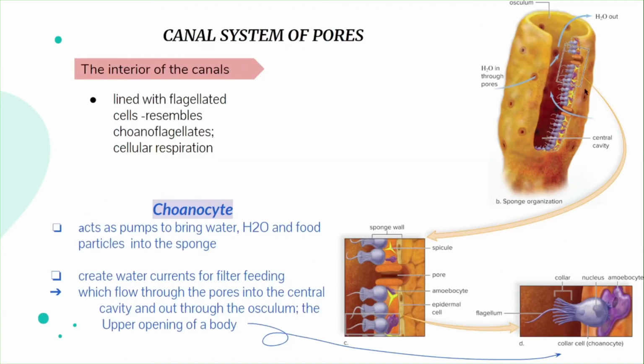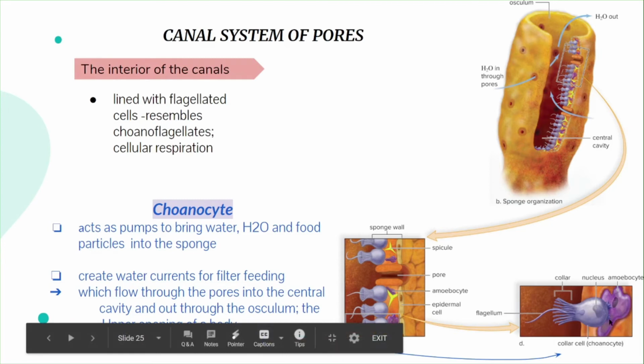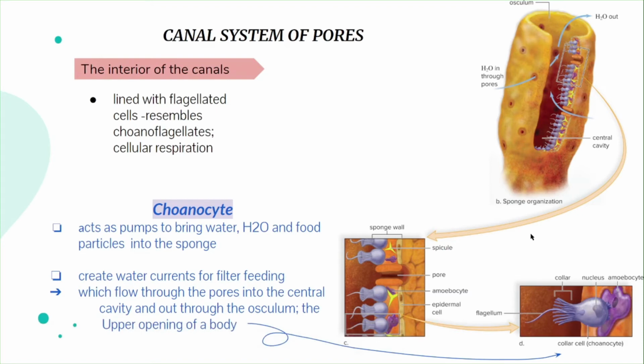So the canal system of pores. We can see the interior of the canals is lined with the flagellated cells that resemble the choanoflagellates. So the choanoflagellates help the sponges to have cellular respiration. This choanocyte will act as pumps to bring water, and the food will be filtered for the sponge to get the nutrients. So the choanocyte will create water currents for filter feeding, which flow through the pores into the central cavity and out through the osculum, the upper opening of the body.